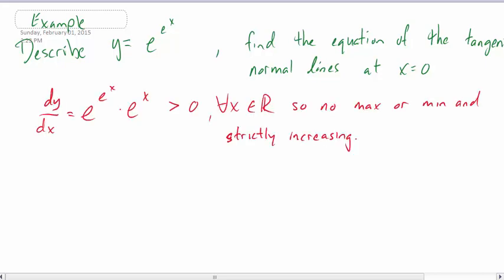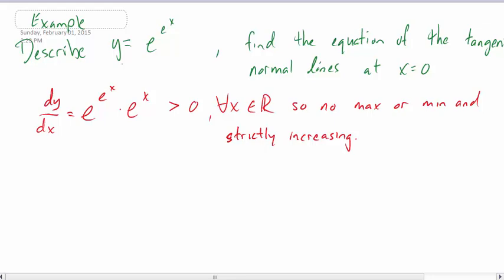All right, first piece of the description. Take the derivative. The derivative is e to the x times 1, which is e to the x. That function for all x will always be greater than 0 for all x in the reals. So that means since it can't equal 0, there can't be any maximums or minimums. And because the derivative is always positive, that means the function is always increasing. So we know that y is a strictly increasing function.